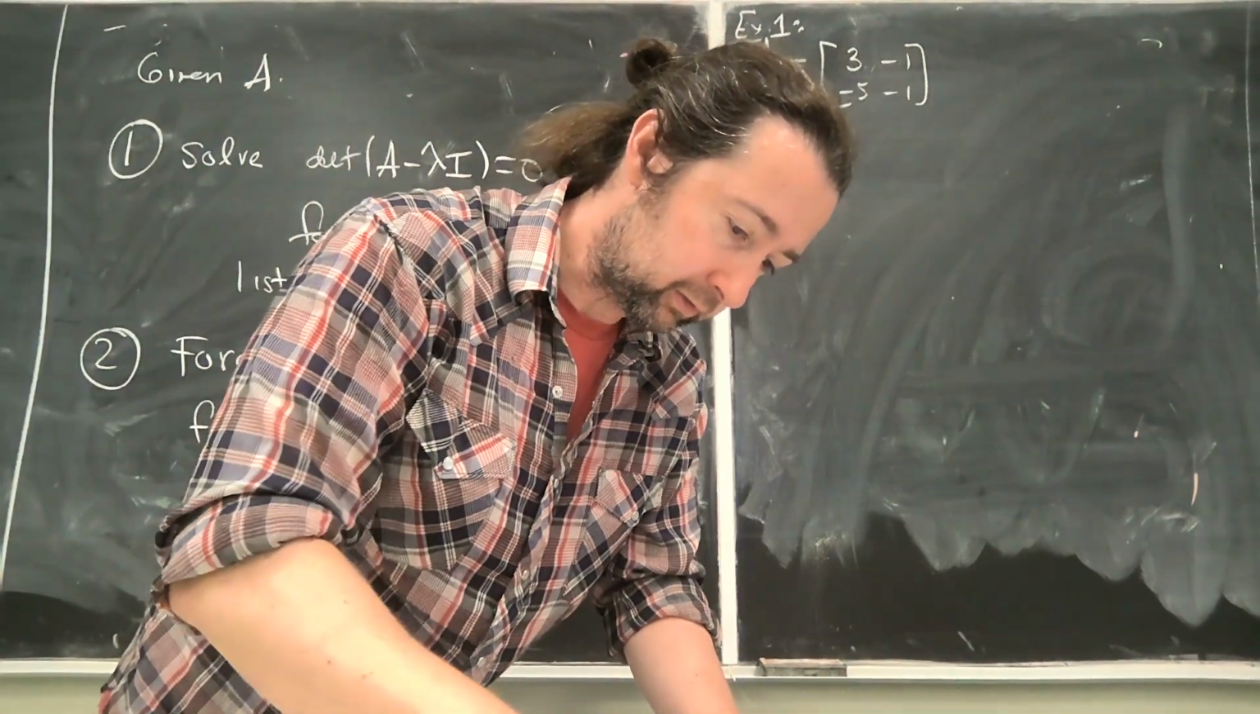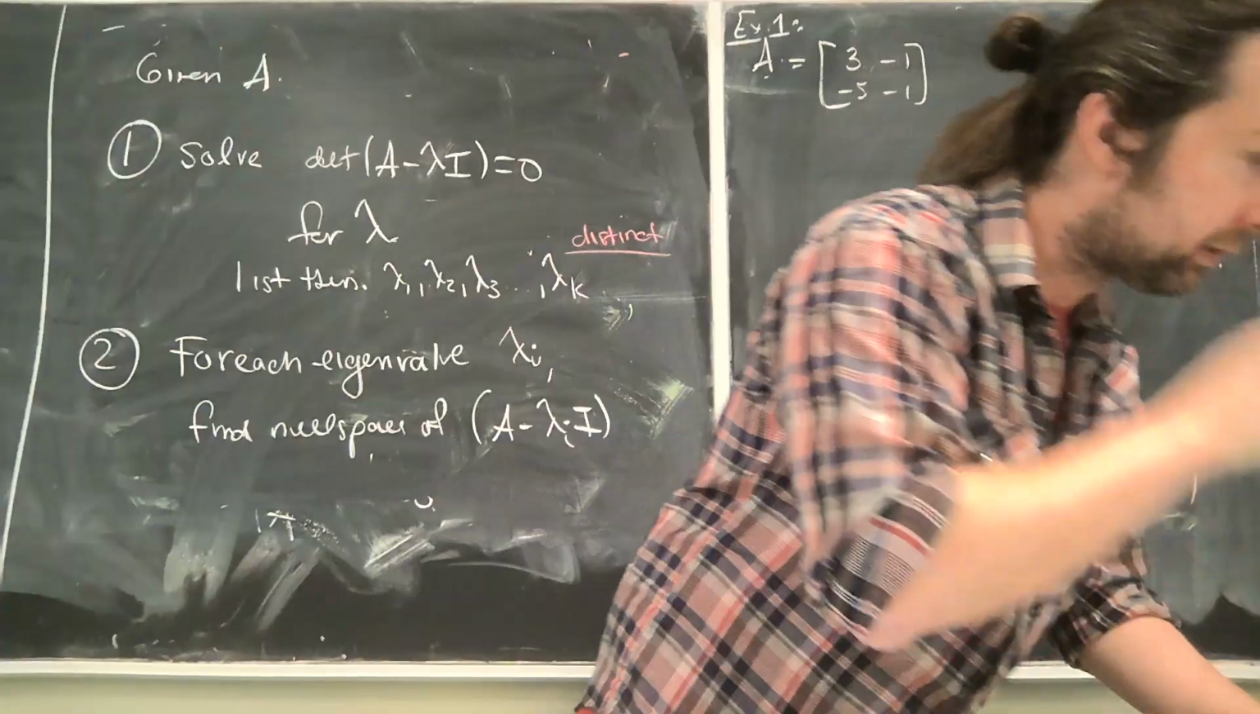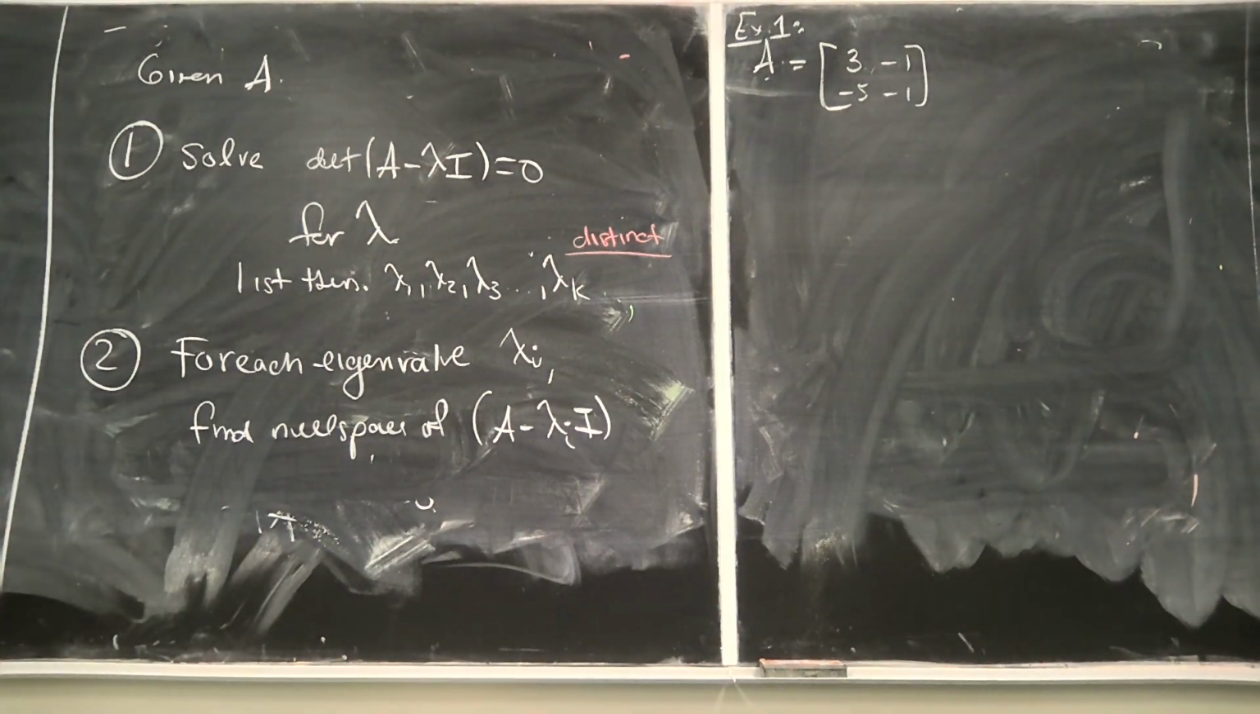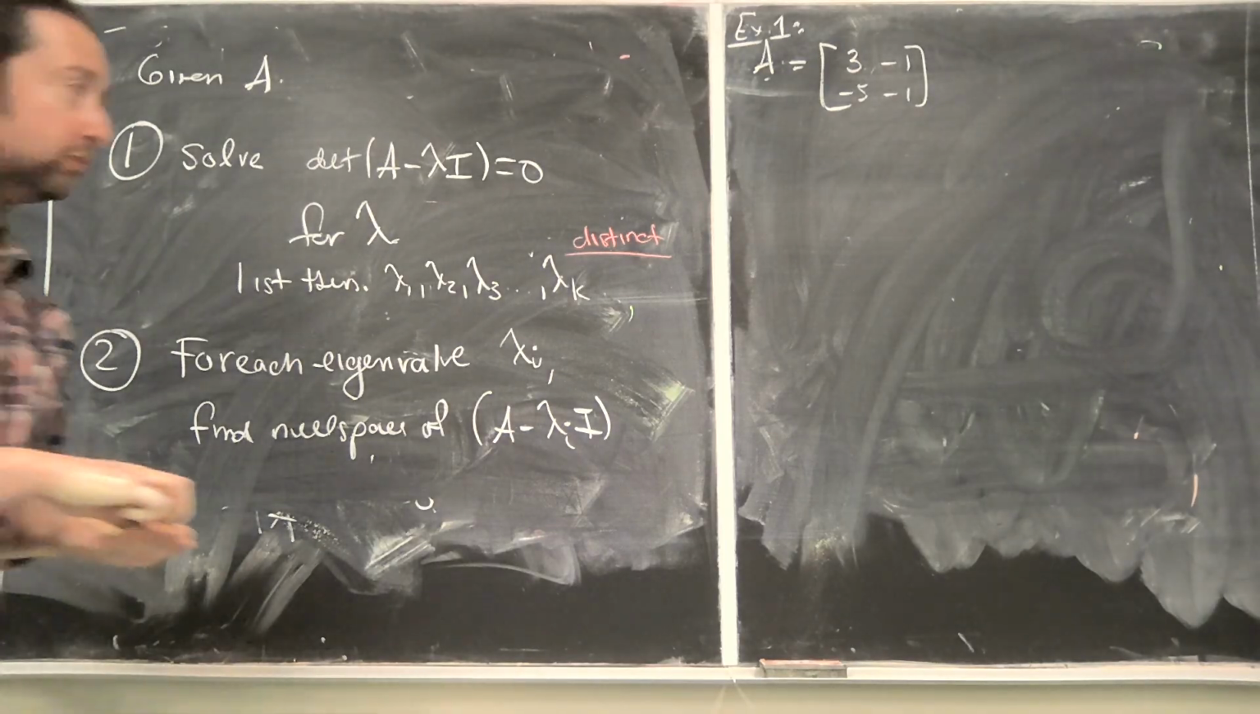I think I had that written down. 3, minus 1, minus 5, minus 1. Okay, step 1 says I would like to find the eigenvalues of that matrix. So step 1, find the eigenvalues. How am I going to do it?